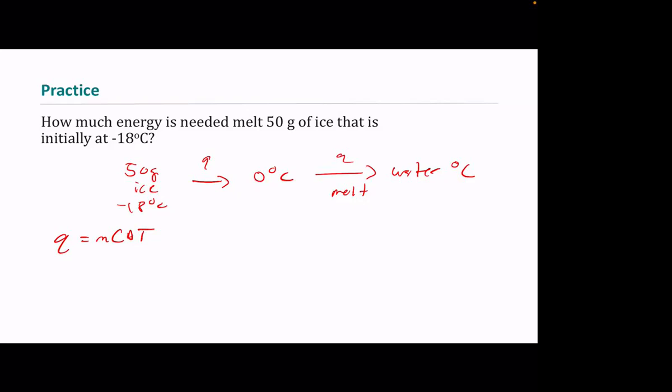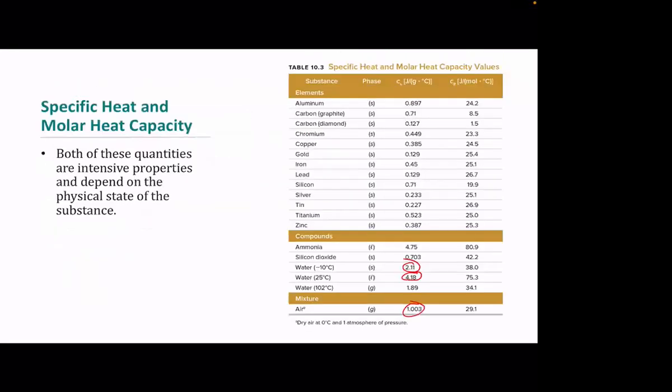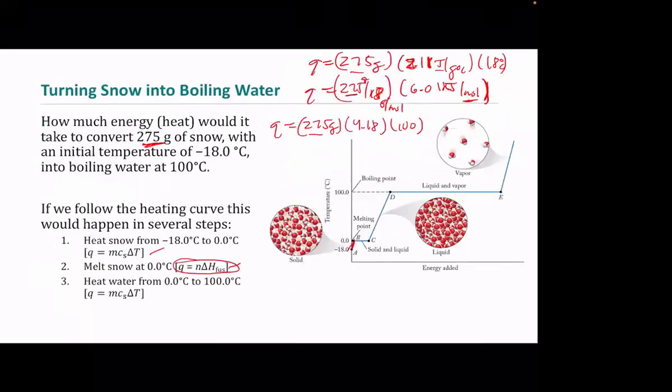Now we've got the mass, 50 grams. And we'll go get our specific heat of ice. Let's look up our C for ice. There it is. We'll use that 2.11 again because we have minus 10. That's better than 25, obviously. So 2.11 joules per gram degree C.